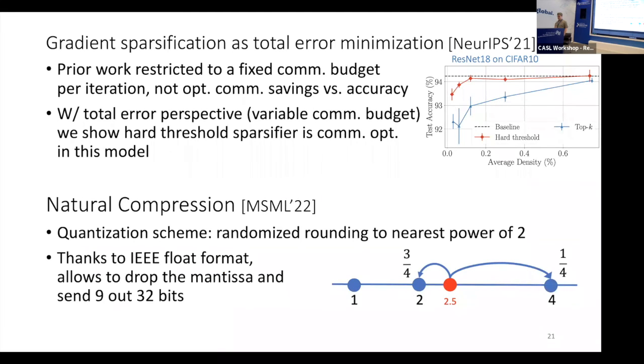I'm almost running out of time, but I only have a few slides left. We also have a little more theoretical work on this, in terms of how to rethink the sparsification from a total error minimization point of view. And we've also done work with Sam, who's here in the room, on a compression method called natural compression, which is helpful for working directly with the IEEE floating point formats. In the interest of time, I'll take questions on this later.